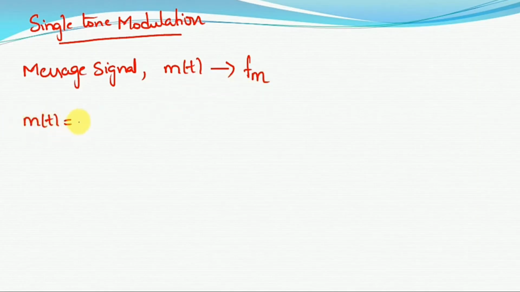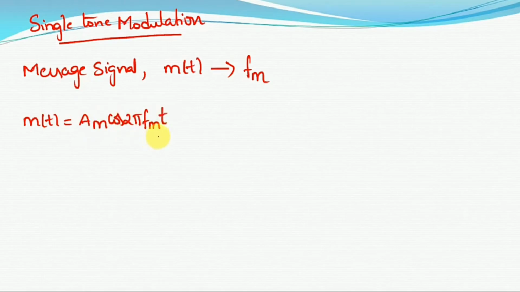Now let us consider how to draw the frequency spectrum of single tone modulation in an AM signal. In single tone modulation the message signal has a single frequency component, and here we are assuming that the message signal is a cosinusoidal signal. So if I assume the message signal as m of t, with a single frequency component indicated by fm, and assume it is a cosinusoidal signal, I can write the message signal expression in single tone modulation as Am cos 2 pi fm t.